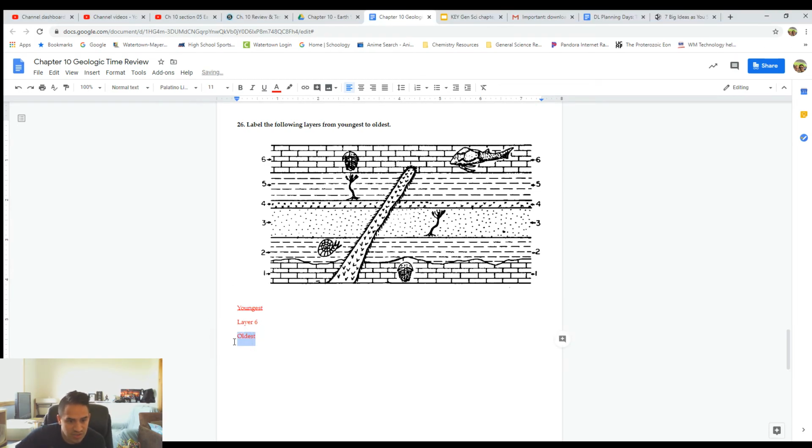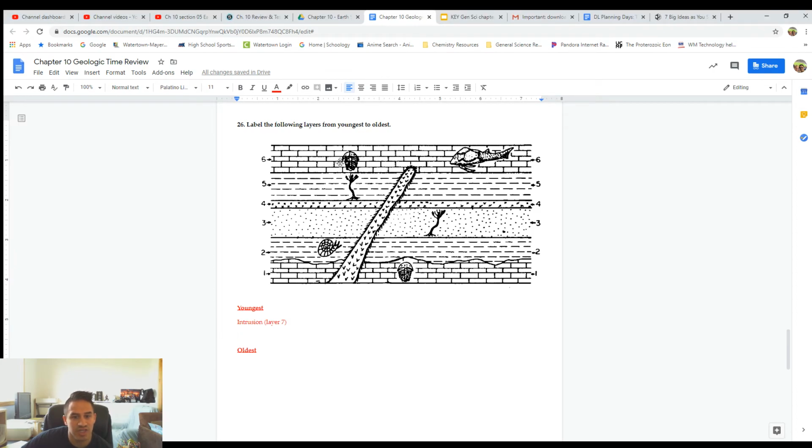Let's underline these so they stand out a bit more. Maybe bold them too. There we go. Okay. Layer 6 is the youngest. Actually, no, I'm sorry. It's not the youngest. Here's why. This intrusion cuts through everything, including layer 6. And intrusions, anything that this cuts across, it's younger than everything it cuts across. So actually, this little intrusion is going to be the youngest. So let's say intrusion, or layer 7, whatever you want to call it.